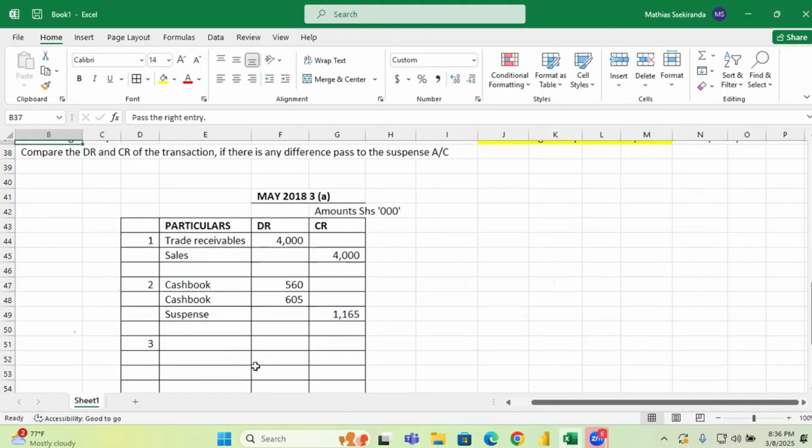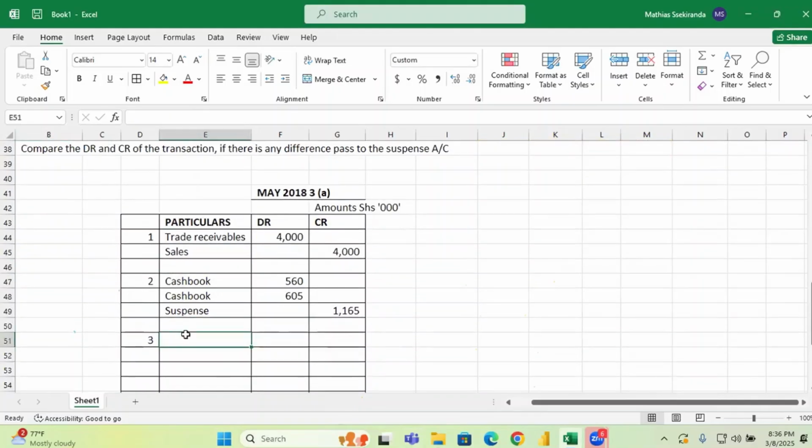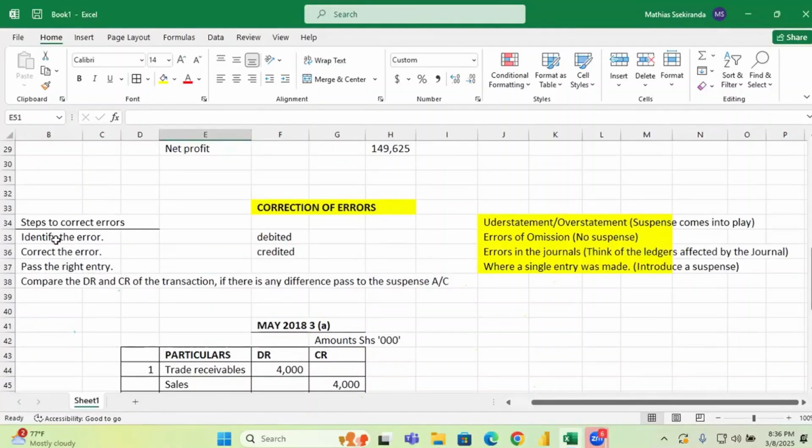That's why I told you in your discussions already, but I will not talk about discussions anymore. In your readings, you must emphasize identifying errors.